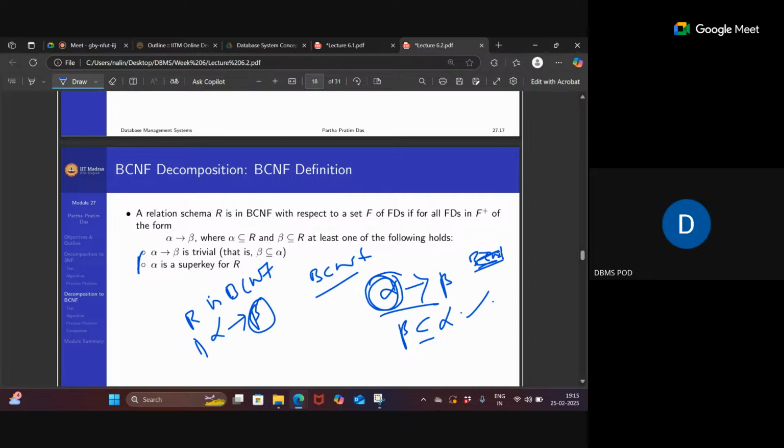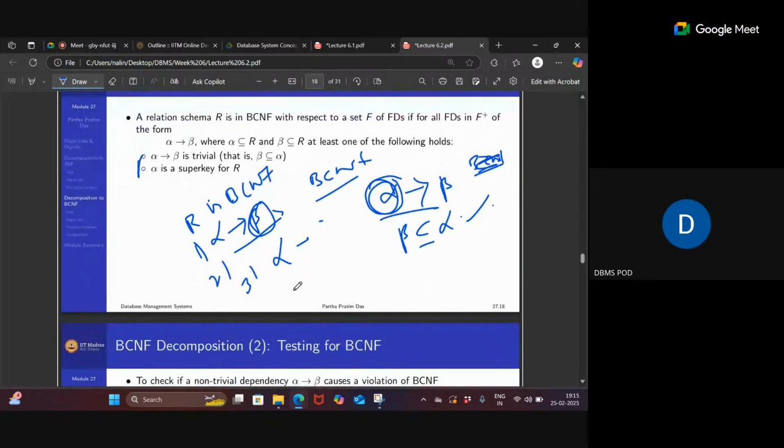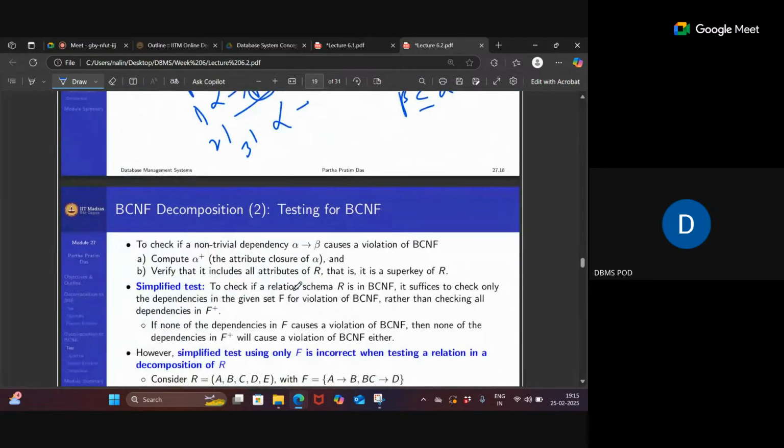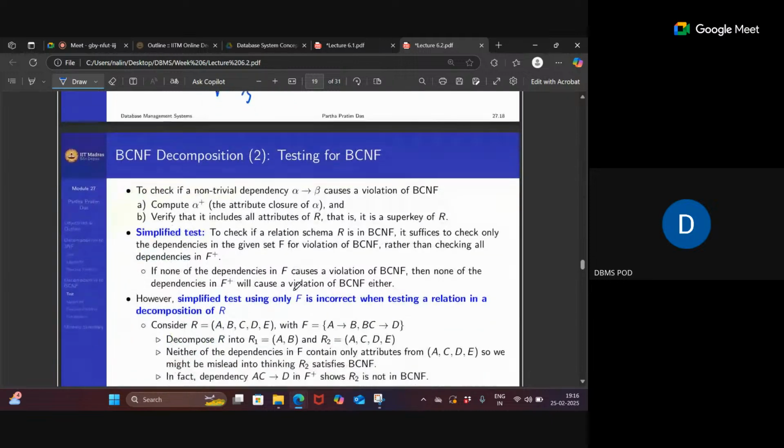That means only these are the conditions. One is trivial, where beta is a subset of alpha, and the other is alpha determining beta where alpha is a super key. So if we have a set of FDs 1, 2, 3, any one of the conditions should be satisfied for all three FDs, and only then can we say the relation is in BCNF. Clear? For a given FD set, at least one of the following conditions should hold: a trivial functional dependency, or alpha should be a super key.